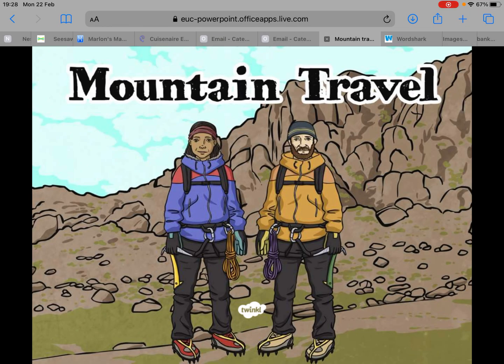Hi Year 6, this is your geography lesson for Tuesday the 23rd of February. We're going to be thinking about some of the impacts that tourism has on mountain communities and mountain areas. So why do people travel to the mountains and what impact can they have? And you can see there's two mountain climbers there.